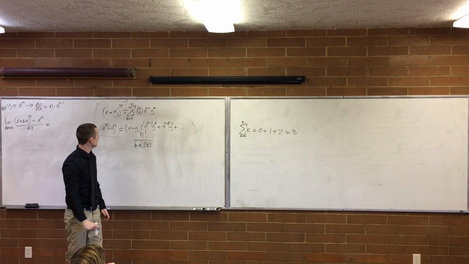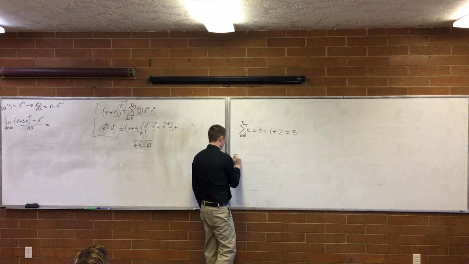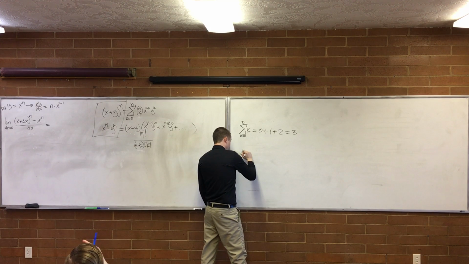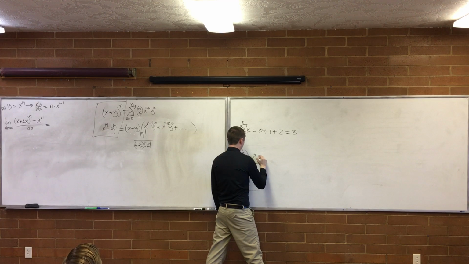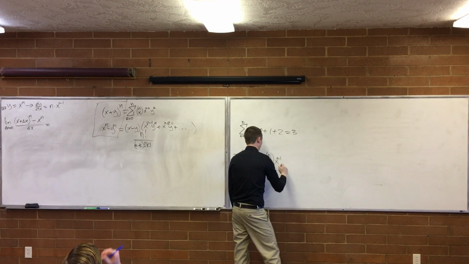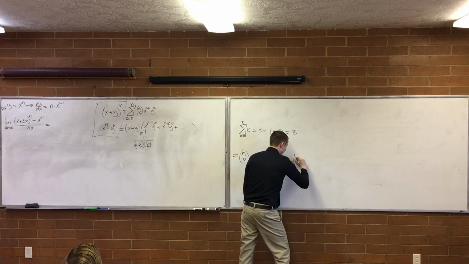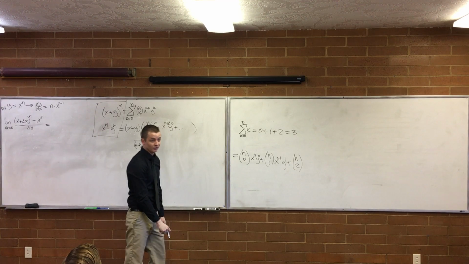Okay, now do it for that one. For this? Yeah. You want me to expand that out? No. So we got n choose 0, x to the n, y to the 0, plus n choose 1, x to the n minus 1, y to the 1, plus n choose 2. Do I need to keep going? Okay, I see.